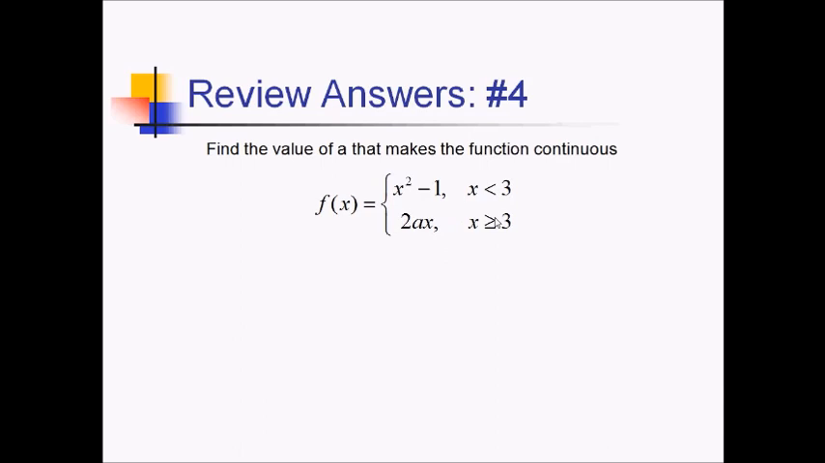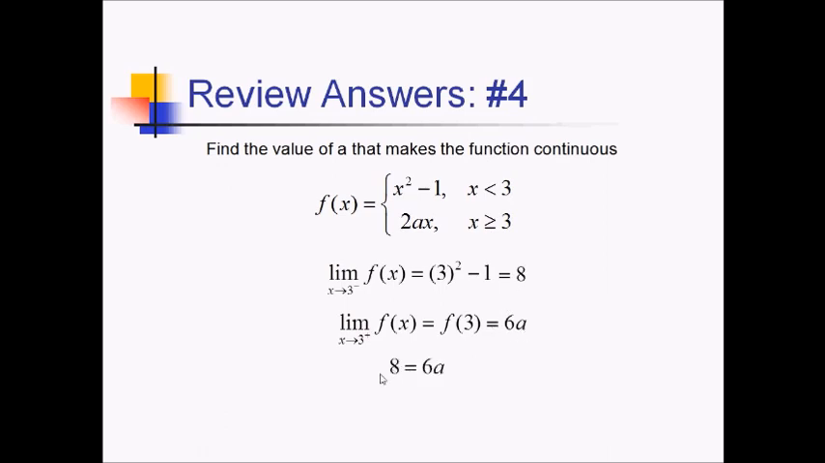So our left side limit, that's going to be plugging 3 into x squared minus 1. So 3 squared minus 1, or 9 minus 1, which is 8. And now the right side limit and the function value, f of 3, are both going to involve plugging 3 into this rule here. So 2a times 3, which is 6a. So we know that the right side limit, the function value, and the left side limit all have to equal each other. So that means 6a and 8 must equal each other. Dividing both sides by 6, we can reduce that to 4/3 for our a value.